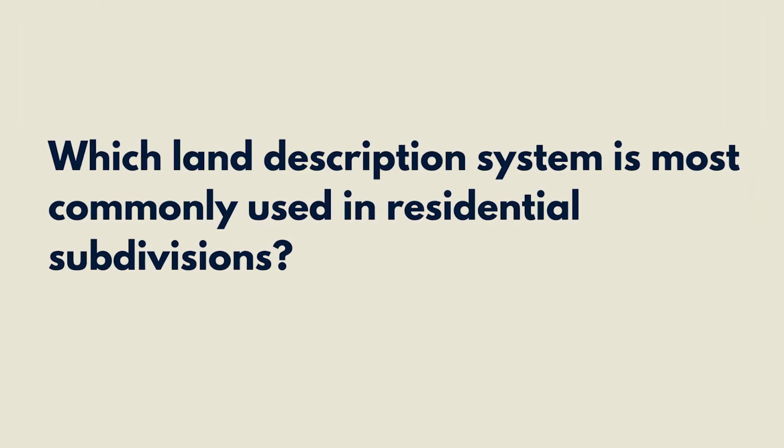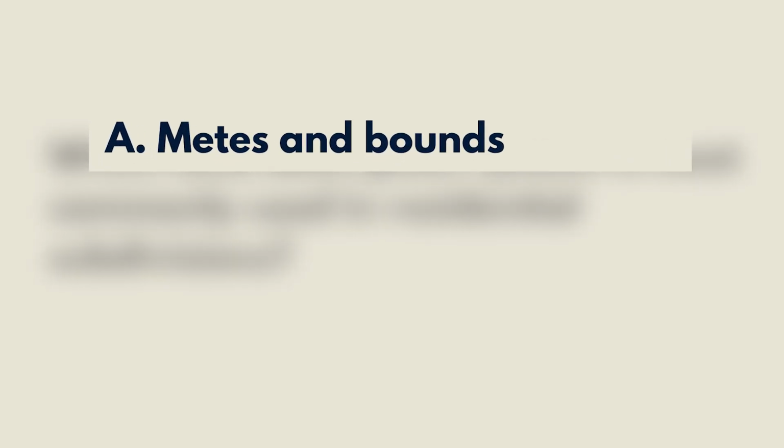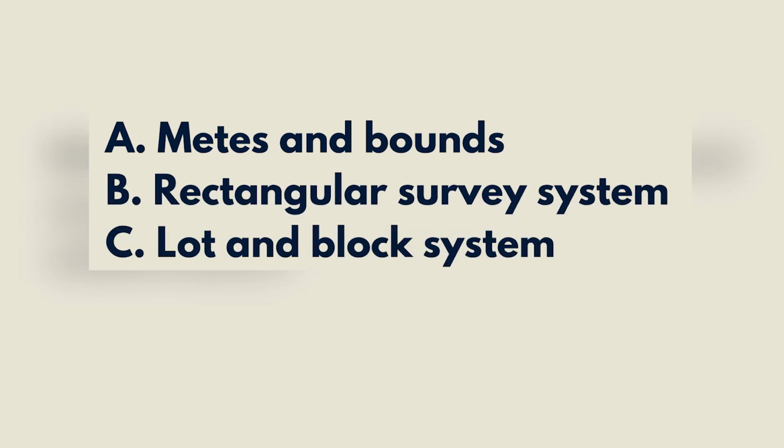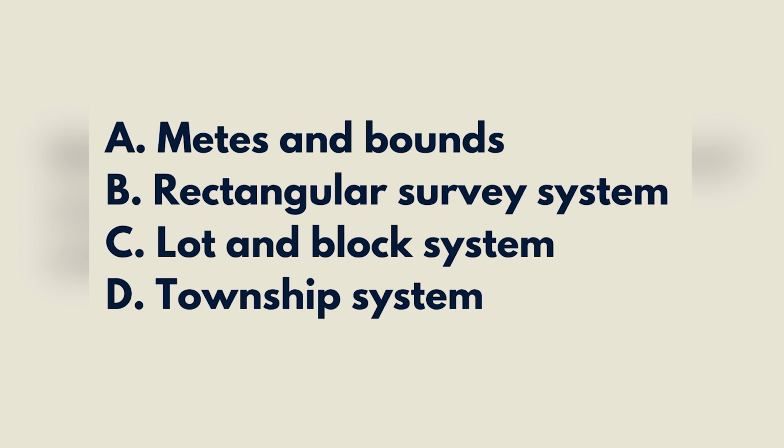Question 3. Which land description system is most commonly used in residential subdivisions? A. Metes and bounds. B. Rectangular survey system. C. Lot and block system. D. Township system. The correct answer is C.